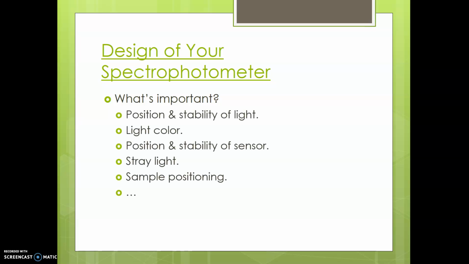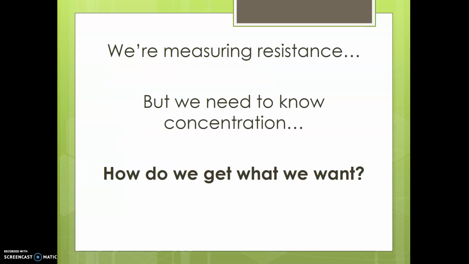So what is important? Well, the position and stability of that light, so that light can't be moving around. What color of light do we need? The position and stability of your sensors, and the ability to not let any stray light in. We also need the positioning of your sample to be stable. So we're going to measure resistance, but we need to know the concentration. So how do we get that?